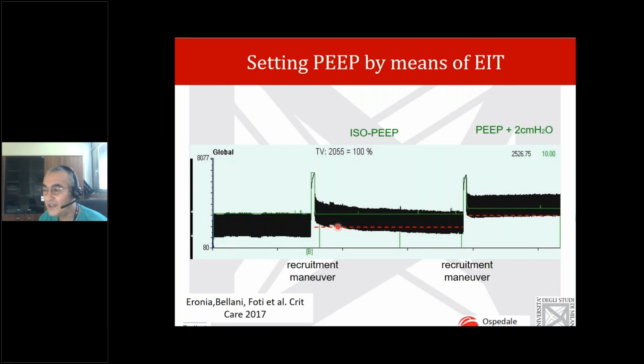But during time, you see, we lost it. It means that this lung is recruitable, but the PEEP is not enough to keep it open. So we repeat the maneuver and apply 2 centimeters more of PEEP, and then we stabilize the lung mechanically.